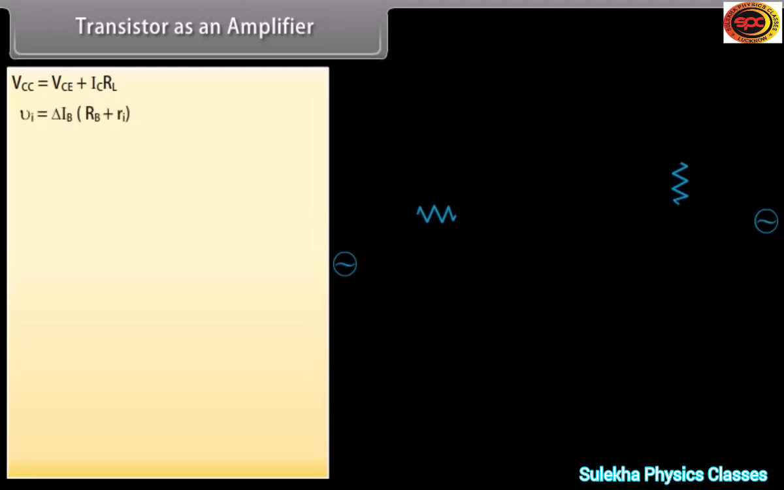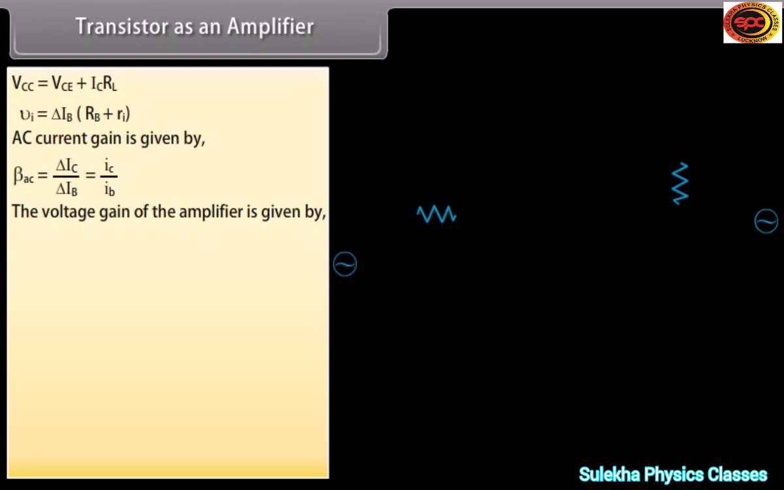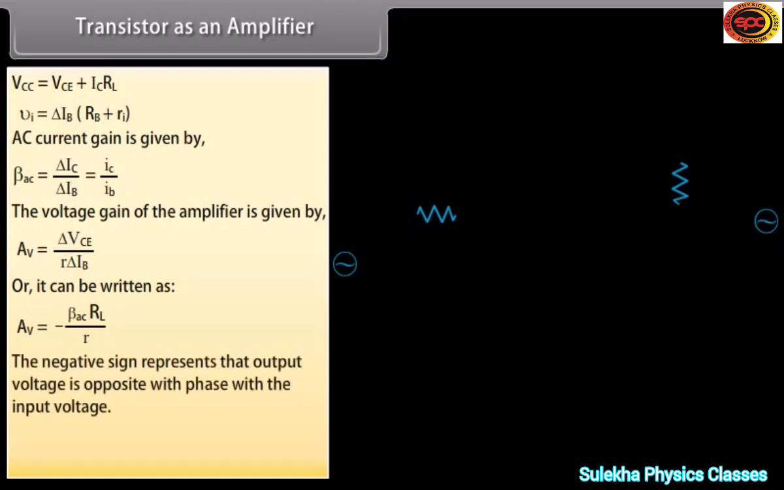Vi is equal to delta IB multiplied by RB plus Ri. AC current gain is given by beta AC equal to delta IC upon delta IB. The voltage gain of the amplifier is given by AV equal to delta VCE upon Ri delta IB, or it can be written as AV equal to minus beta AC RL upon Ri. The negative sign represents that the output voltage is opposite in phase with the input voltage. The power gain of the amplifier is given by AP equal to the product of beta AC and AV.